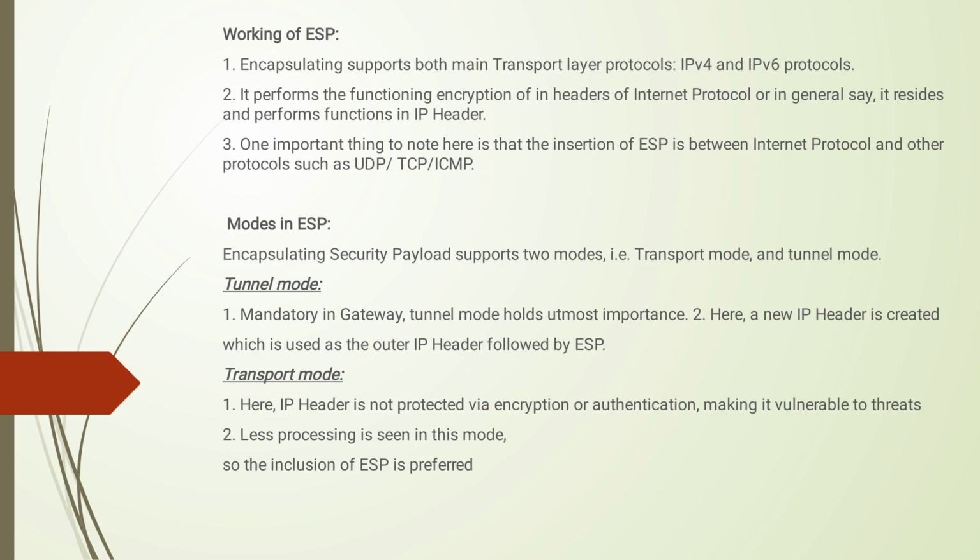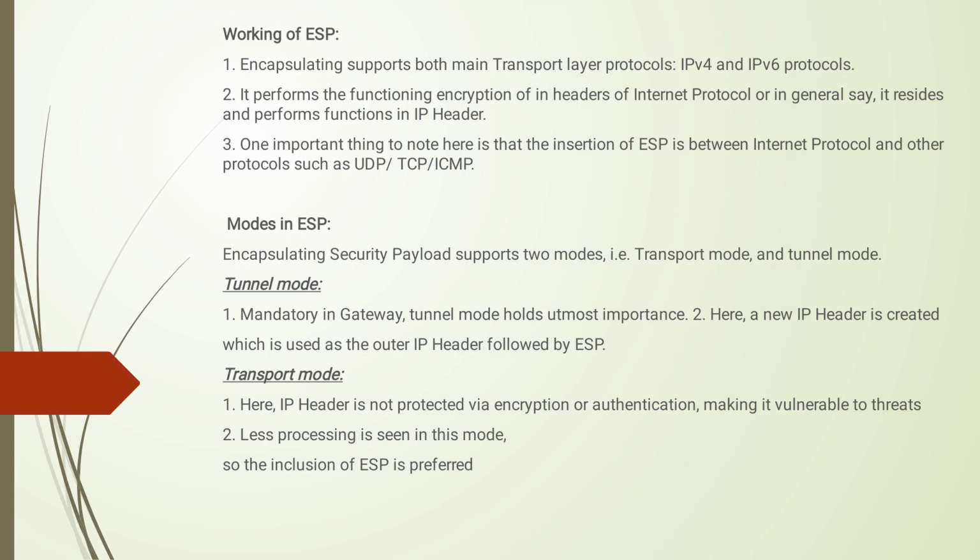Next, modes in ESP. Encapsulating Security Payload supports two modes, that is transport mode and tunnel mode. The first one is tunnel mode. It is mandatory in gateways. Tunnel mode holds utmost importance, and here a new IP header is created which is used as the outer IP header followed by ESP. Encapsulation or protective coverage occurs more extensively in tunnel mode, which creates and uses a new IP header as the utmost IP header of a datagram. This is followed by the ESP header, then the original datagram.